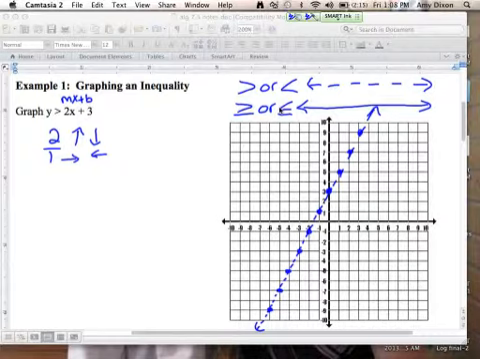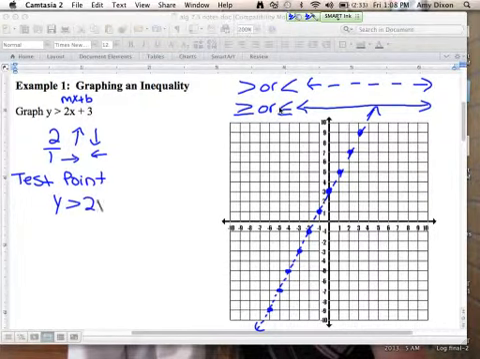So what you do is you use what's called a test point. We're going to pick a point on the graph that we can test in our inequality. We're going to test a point in the inequality y is greater than 2x plus 3. Now, you got to pick a point that is not on the line.